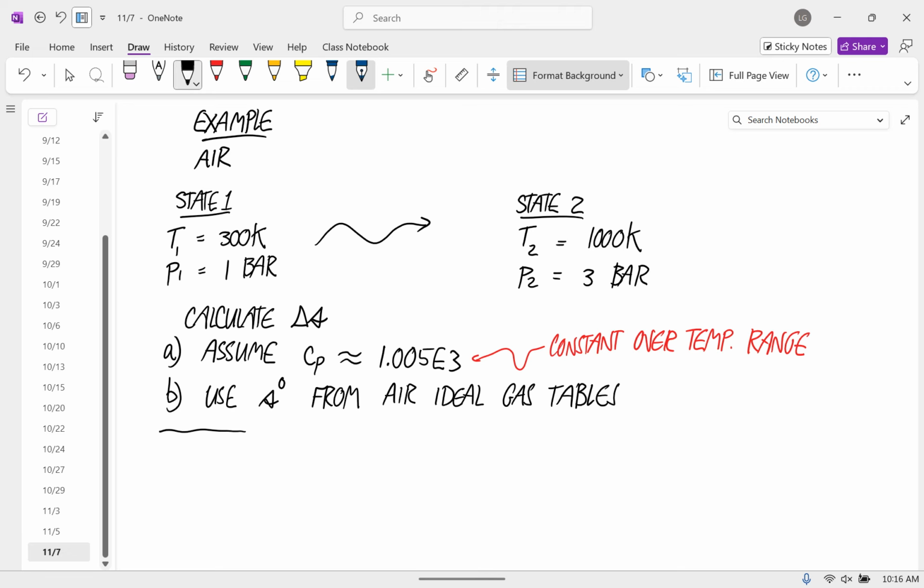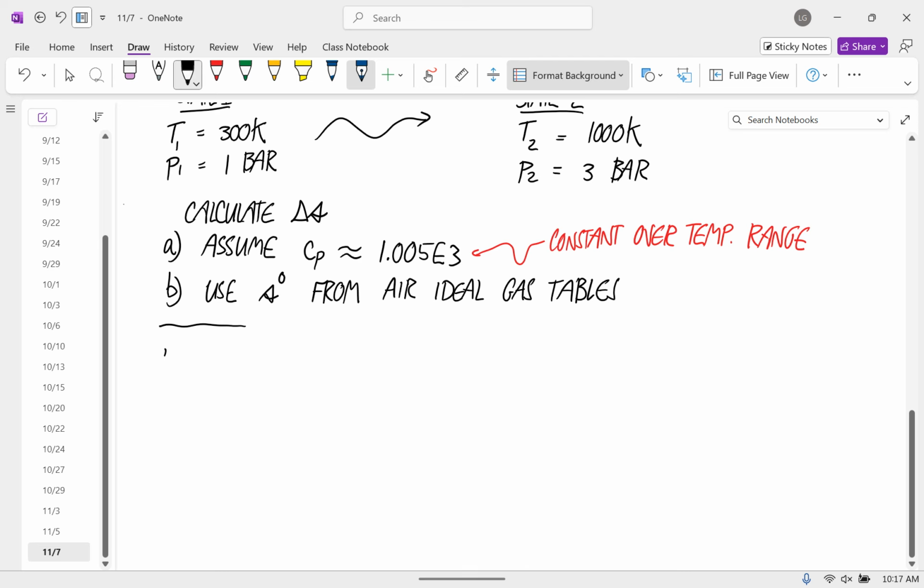300 to 1,000 Kelvin looks like a pretty big temperature range. So you might expect that our approximation from part A is going to be pretty bad. It's actually surprisingly good, but we'll see that it's off a bit. I think it's around 10% if I remember right. So that's an important difference, but you can certainly still get a ballpark idea from this calculation. And then second, this is air, so we happen to have the ideal gas tables for it, and so we can just look up these S super zeros.